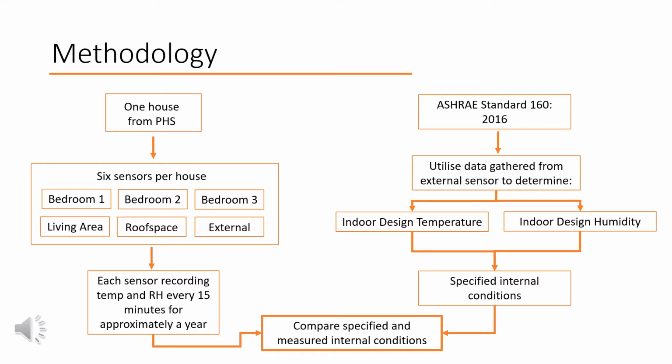So this research takes the data from one of these houses, utilizes the information from each of those sensors. It excludes the roof space and the living area sensor, as roof spaces are out of the scope of ASHRAE Standard 160, and the living area sensor was found to not be calibrated properly. And it takes the information, which is the temperature and relative humidity of each of those sensors. This information was recorded approximately every 15 minutes for around a year.